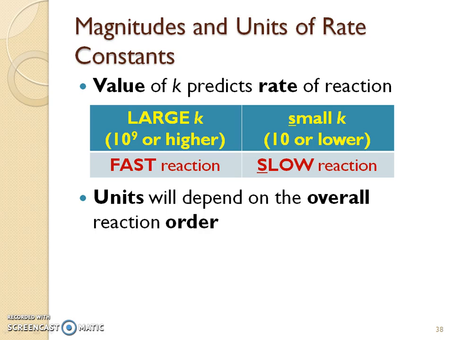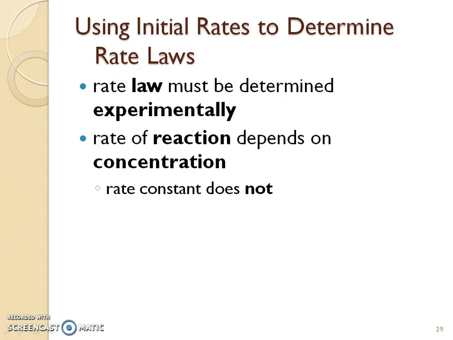Okay, so if we have a large k, that means it's a fast reaction. And if we have a small k, that means we have a slow reaction. So that should make sense, right? The larger the k, that means, again, we're multiplying everything, so we're going to have a fast reaction, versus if we have a small k, that value is going to be smaller. So it should be a slow reaction. That's not going to go as fast.